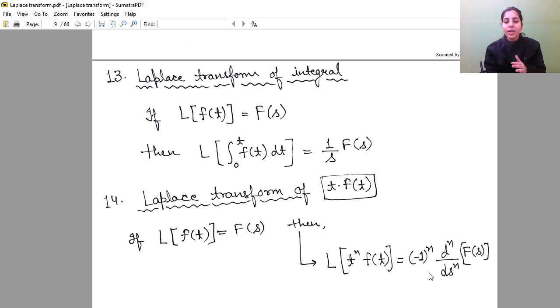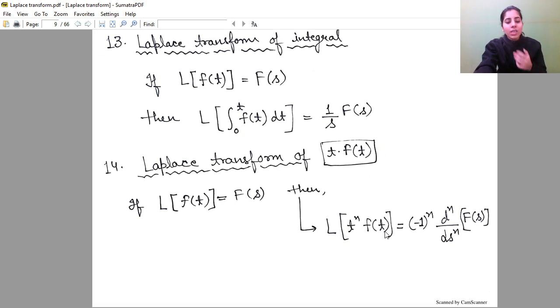into f(t), and you want to find the Laplace transform of this, that will be equal to (-1)^n d^n/ds^n of F(s). What is F(s) here? That is the Laplace transform of the function f(t). Clear? Its Laplace transform is equal to F(s). So that's how you are going to get it.